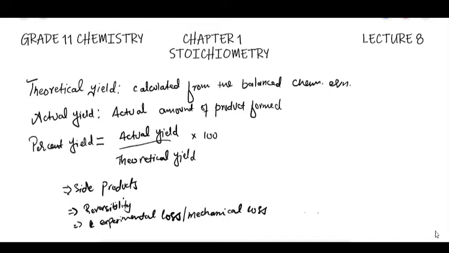So we have discussed three terms today: theoretical yield, that is the yield of the product calculated from the balanced chemical equation; the actual yield, that is the actual amount of products formed as a result of the chemical reaction; and then the percent yield, that is a ratio of the actual yield and the theoretical yield multiplied by 100.